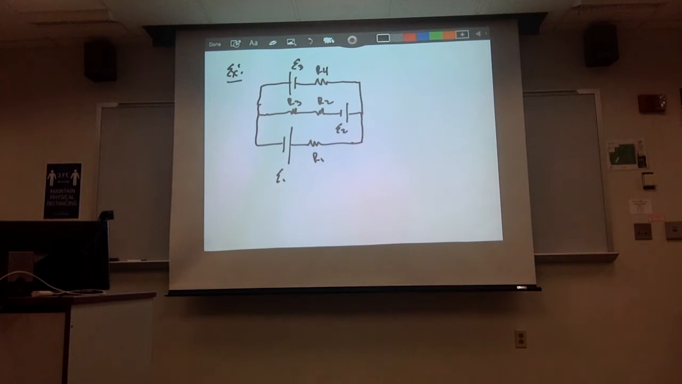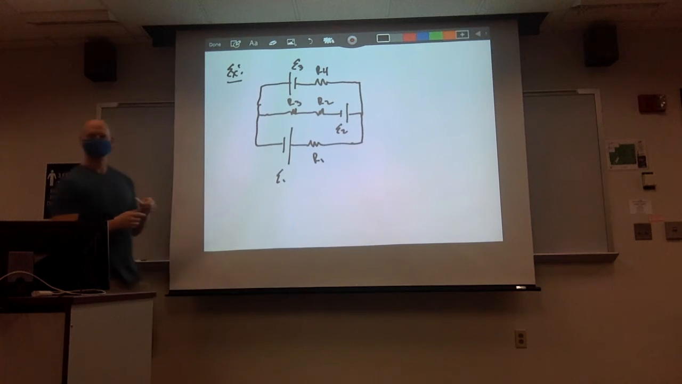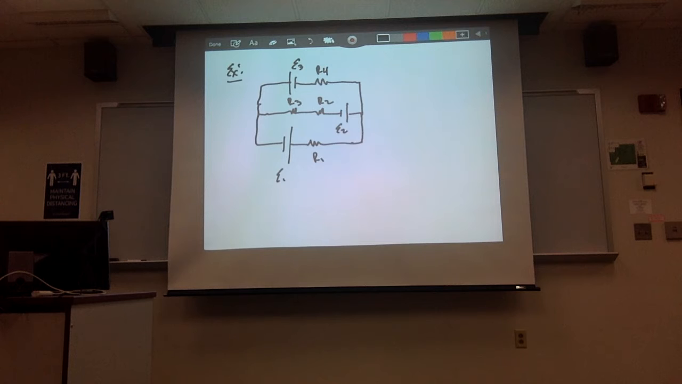So in this case, let's choose and decide our current directions. Give me a current. Where do you want it to go? The bottom, the middle, or the top? Let's go bottom. Which direction? To the right. And you want to call that I1, I2, or I3? I1. Great. So we're going to have I1 going this way.